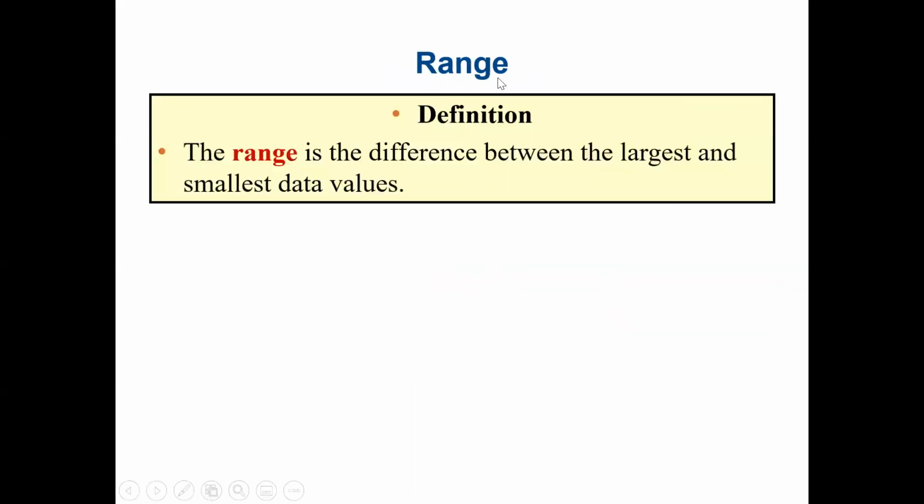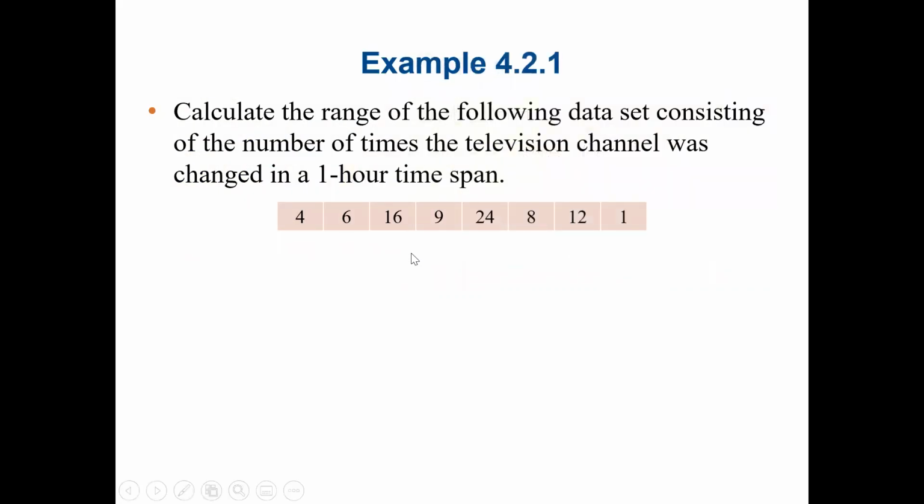So we start with the range. The range is the difference between the largest and the smallest data values. So again, if we have a data set, we look for the smallest value and the largest value. The difference between the two will be our range.